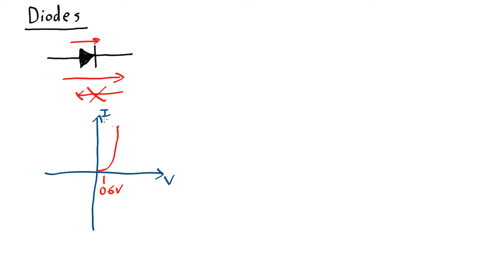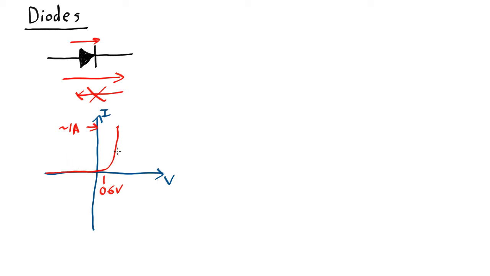In fact, that's a little dangerous. If you let the current go over about 1 amp, you can melt your diode. Not a good idea. If, on the other hand, you apply a voltage in the other direction, you don't get a current. Nothing flows. You can make a bigger and bigger negative voltage, and nothing flows.